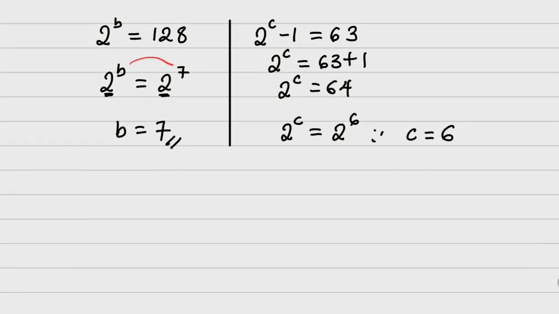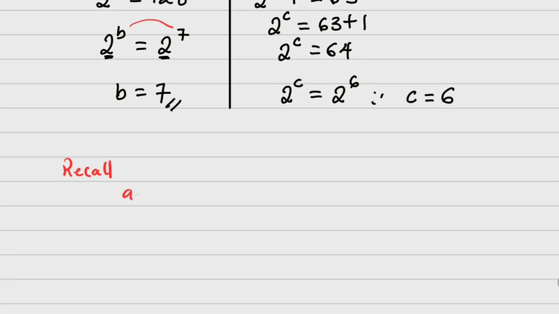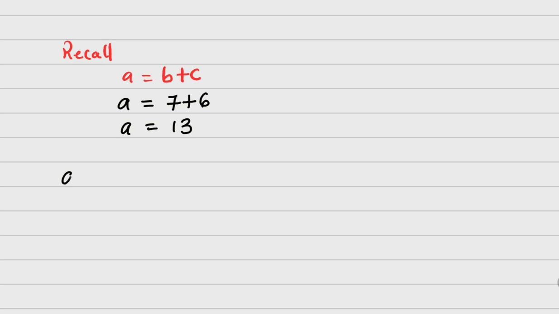But recall that we said a is equals to b plus c, okay, from the beginning. Hence, my a now will be equals to 7 plus 6. So a is equals to 13. So I have my two answers being a is equals to 13, then b is equals to 7.